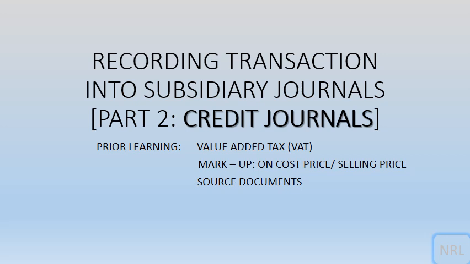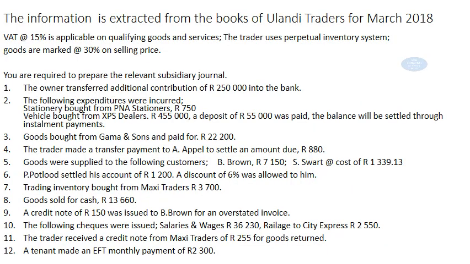In part 1 lecture, we completed and balanced off all the cash journals of our retail store. In part 2, we will continue with the preparation of credit journals for transactions that occurred on credit basis. We will continue with the previous example of Ulandi Retail to record all outstanding transactions which were omitted in the cash journals.